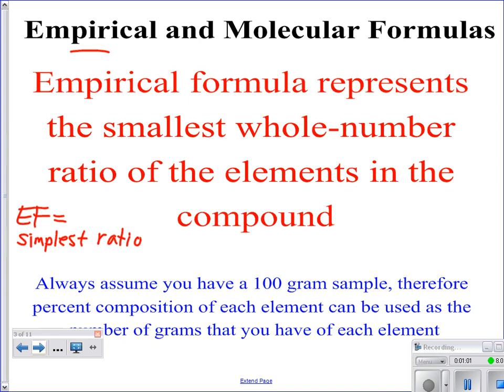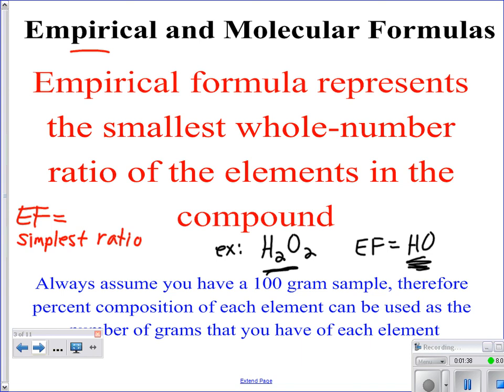So the empirical formula is always the simplest, which means, and you have this written somewhere in your notes, if you had something like hydrogen peroxide, and the way we would write hydrogen peroxide is H2O2, is it possible for that to be an empirical formula? What do you think? No, it's not, because this is not the simplest whole number ratio. You could probably look at that and see that the simplest whole number ratio would just be HO. So yes, HO is an empirical formula. H2O2 happens to be the molecular formula.